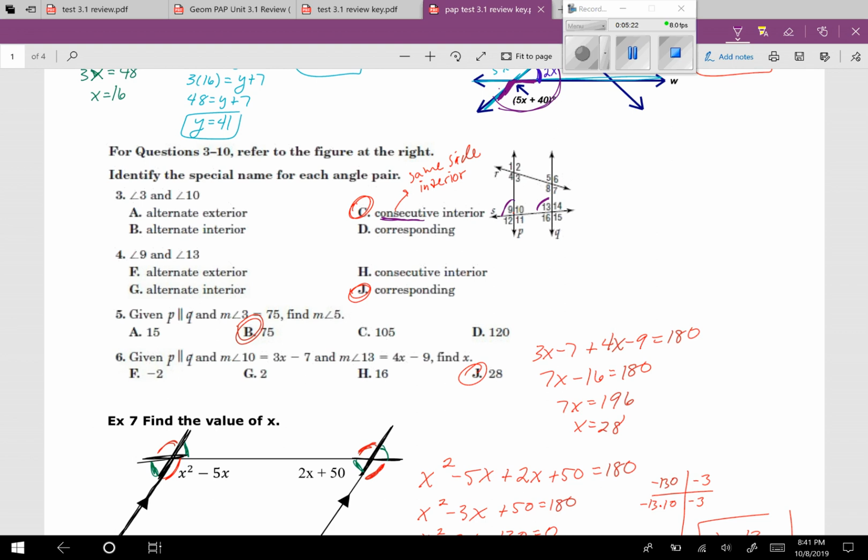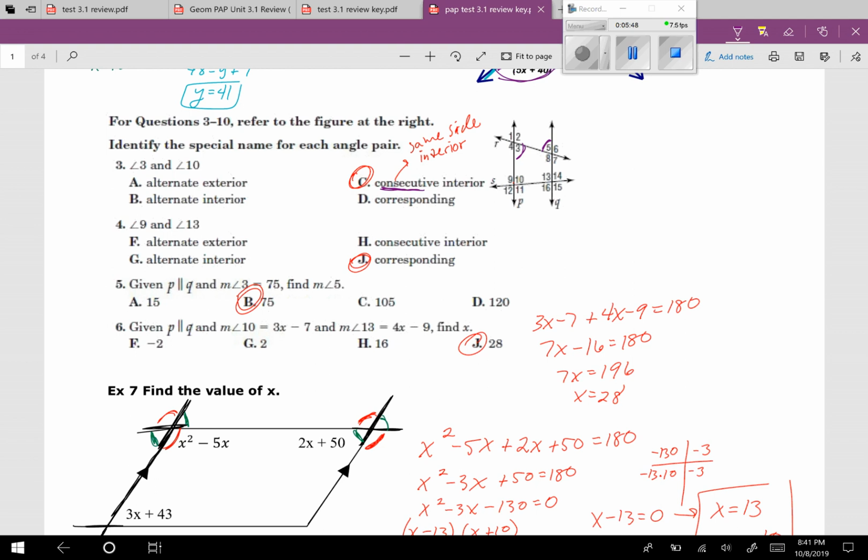Question 5, it says, given that P is parallel to Q, so now we've got the upright ones parallel, if the measure of angle 3 is 75, find the measure of angle 5. Well, 3 is right here, 5 is right there. They're alternate interior, so they're going to be congruent. So if angle 3 is 75, angle 5 is also 75.